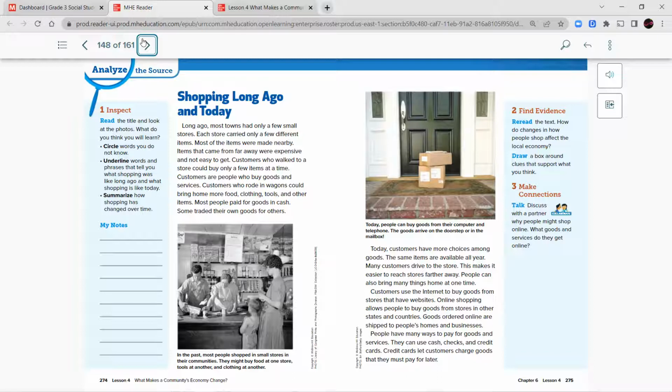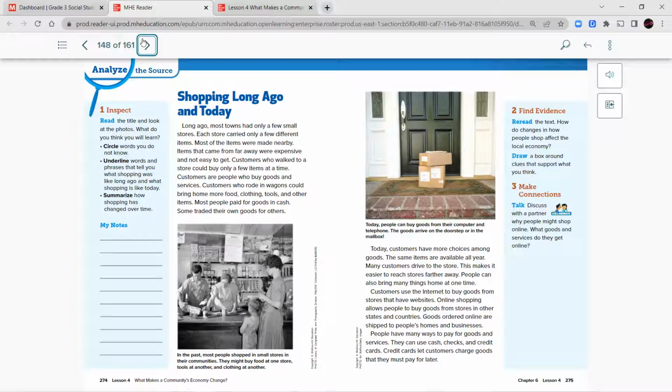Shopping long ago and today. Long ago, most towns only had a few small stores. Each store carried only a few different items. Most of the items were made nearby. Items that came from far away were expensive and not easy to get. Customers who walked to a store could buy only a few items at a time.